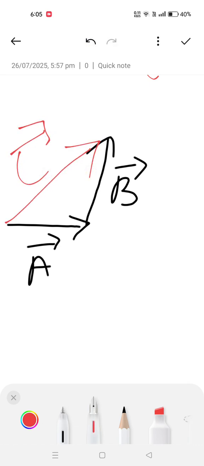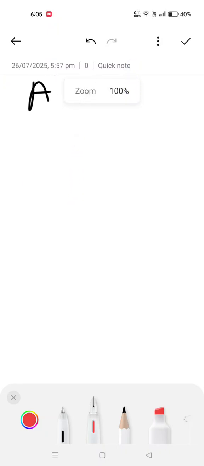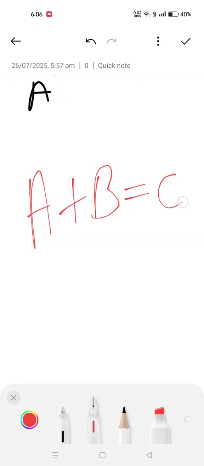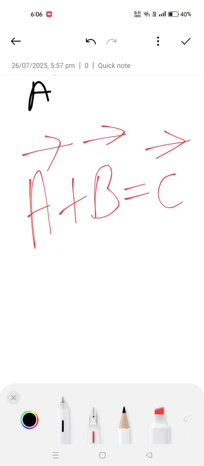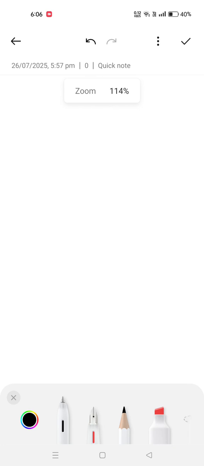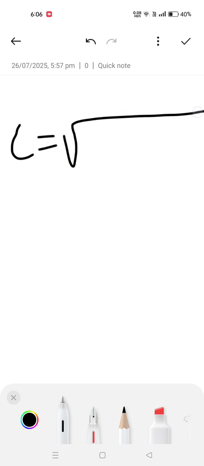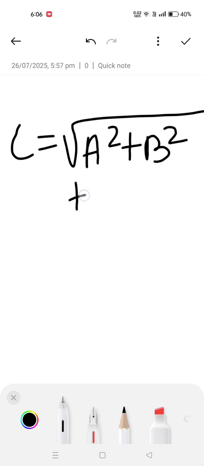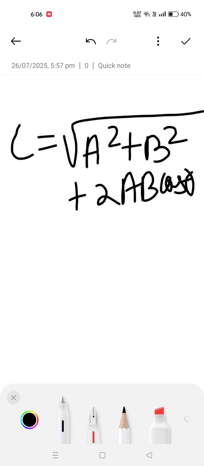vector c. Now, a vector plus b vector is equal to c vector, obviously. We can simply write it as a, b and c in magnitude, and it is positive, so the resultant c here is equal to root over of a square plus b square plus 2ab cos theta. Theta is the angle between a vector and b vector.